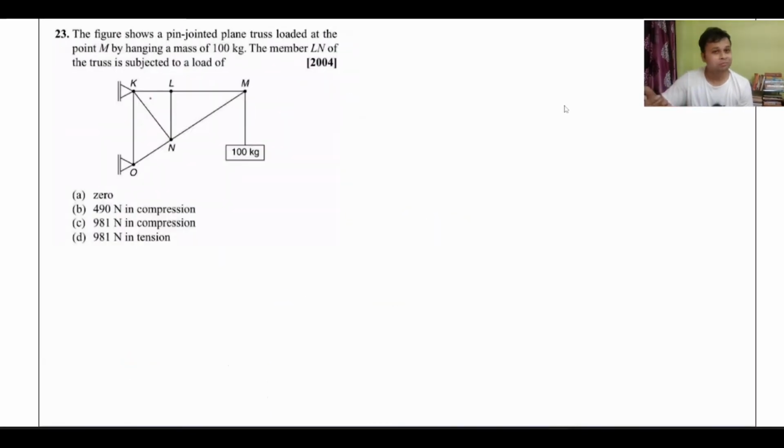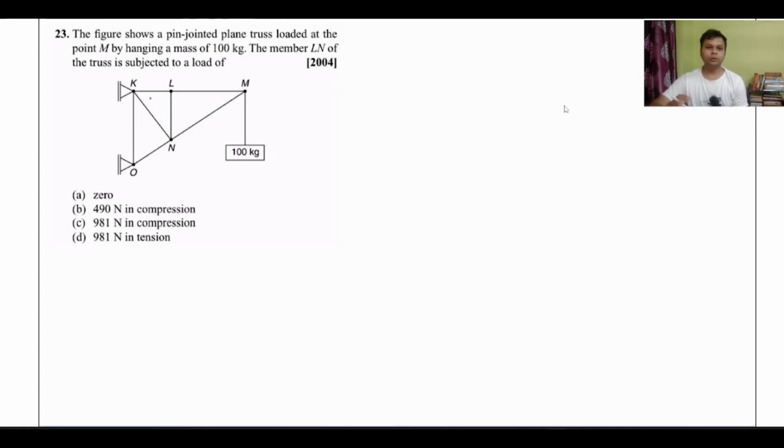I should actually try to remove all these questions from this question bank. Okay, there's a previous year question, so I have to give it. No issue. The figure shows a pin joint plain truss. What is plain truss? 2D truss. Loaded at the point M by hanging mass 100 kg. The member Ln of the truss is subjected to a load of Ln.